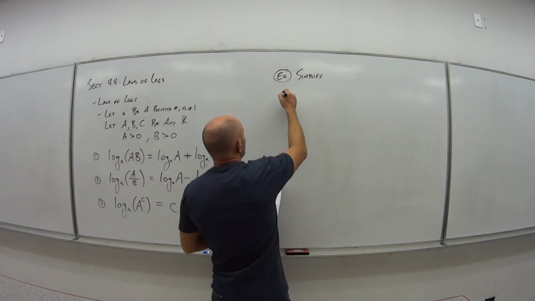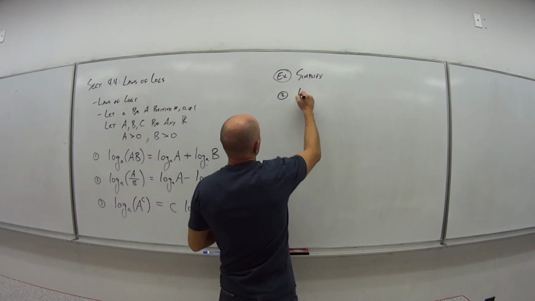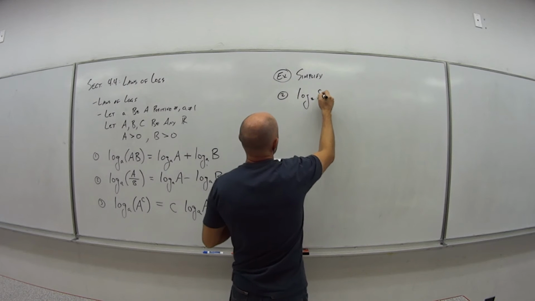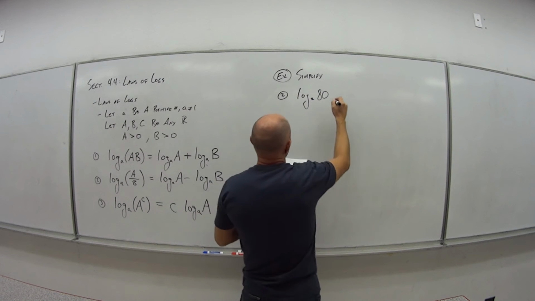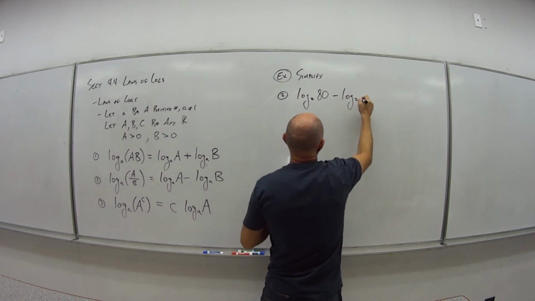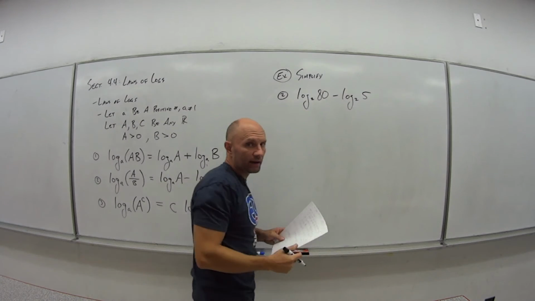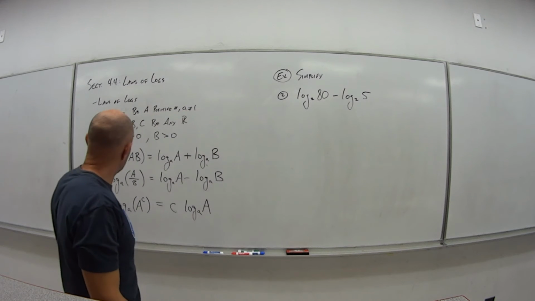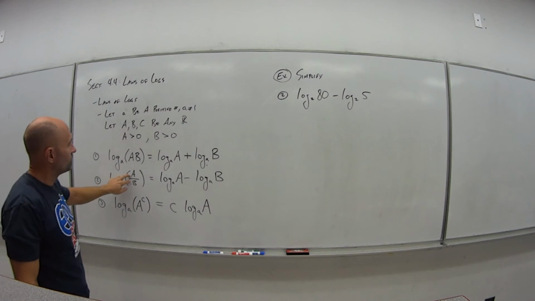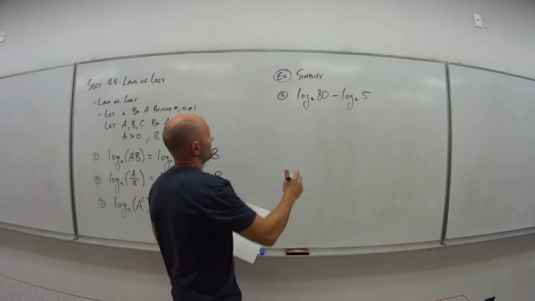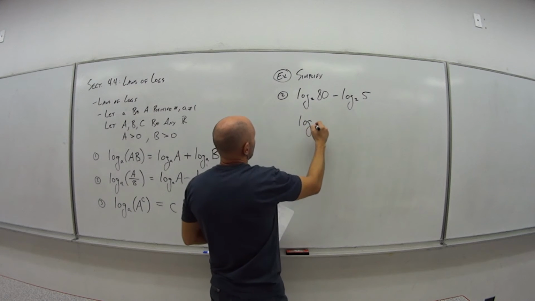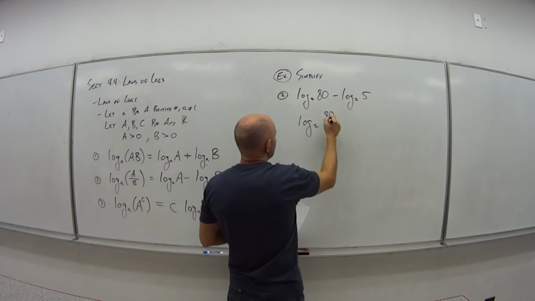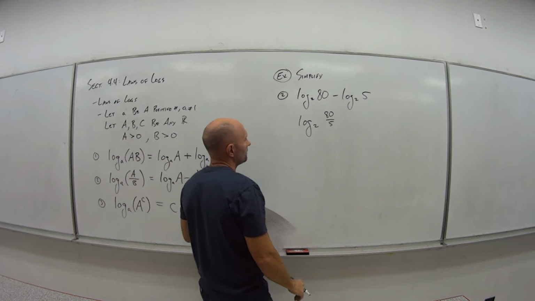For number 2, I want to simplify log base 2 of 80 minus log base 2 of 5. So now I have a subtraction. So that means I'm using law number 2, which means I can convert this to a fraction. So this is the same as saying log base 2 of 80 divided by 5.